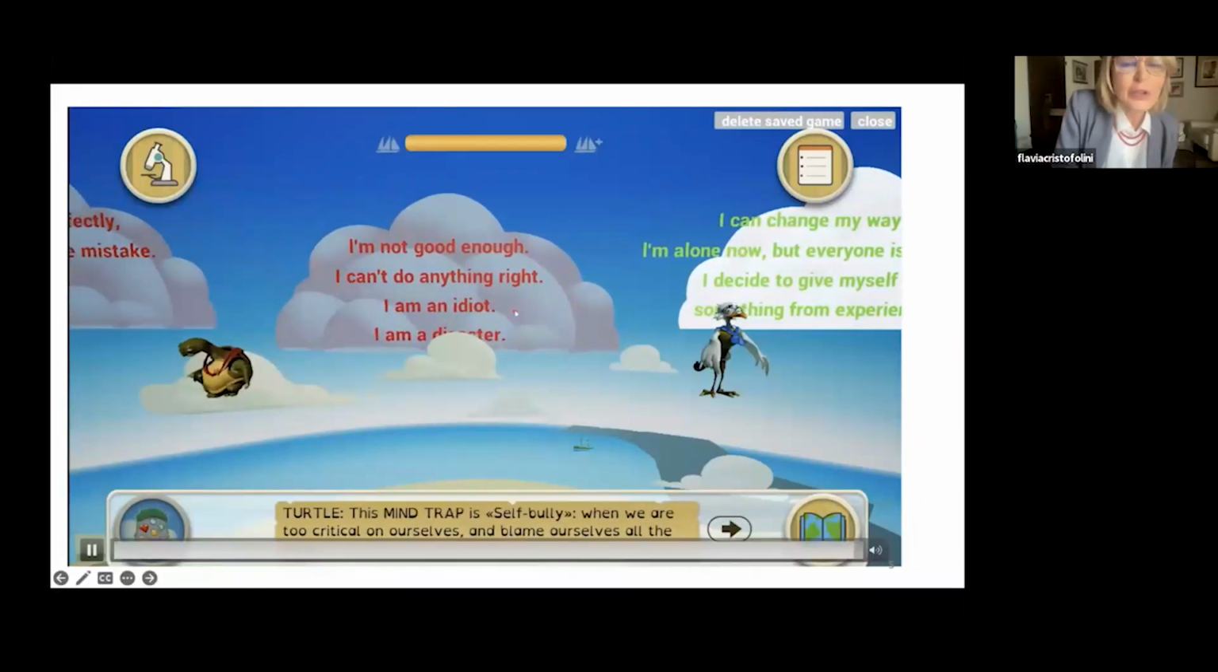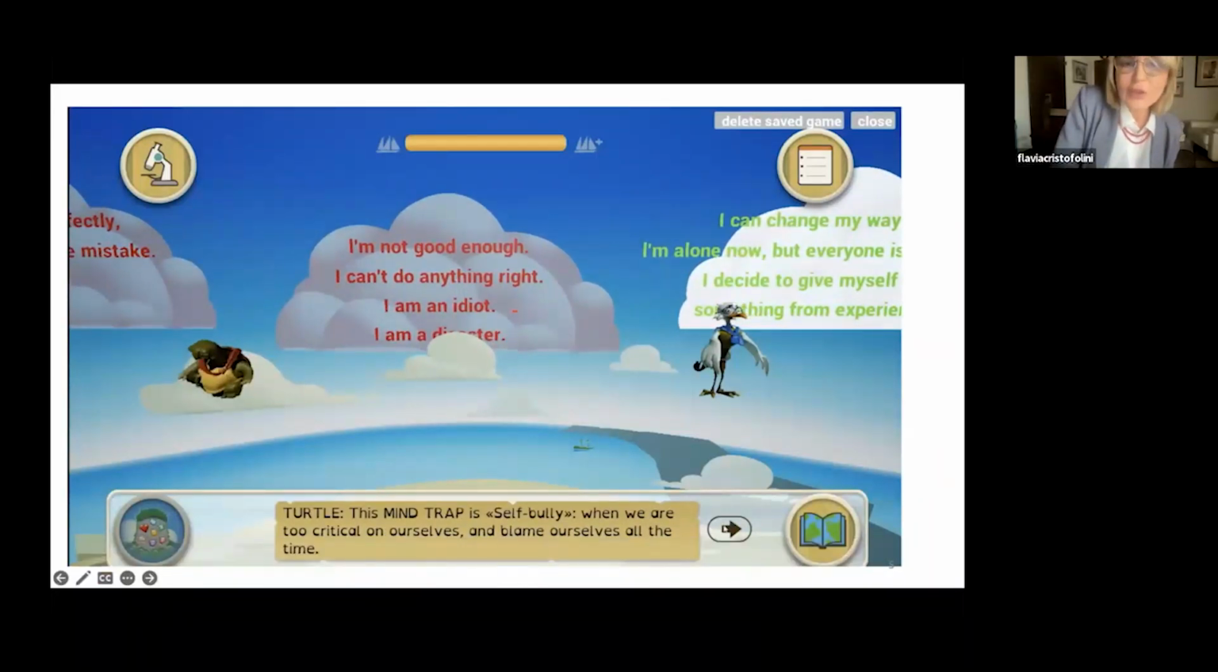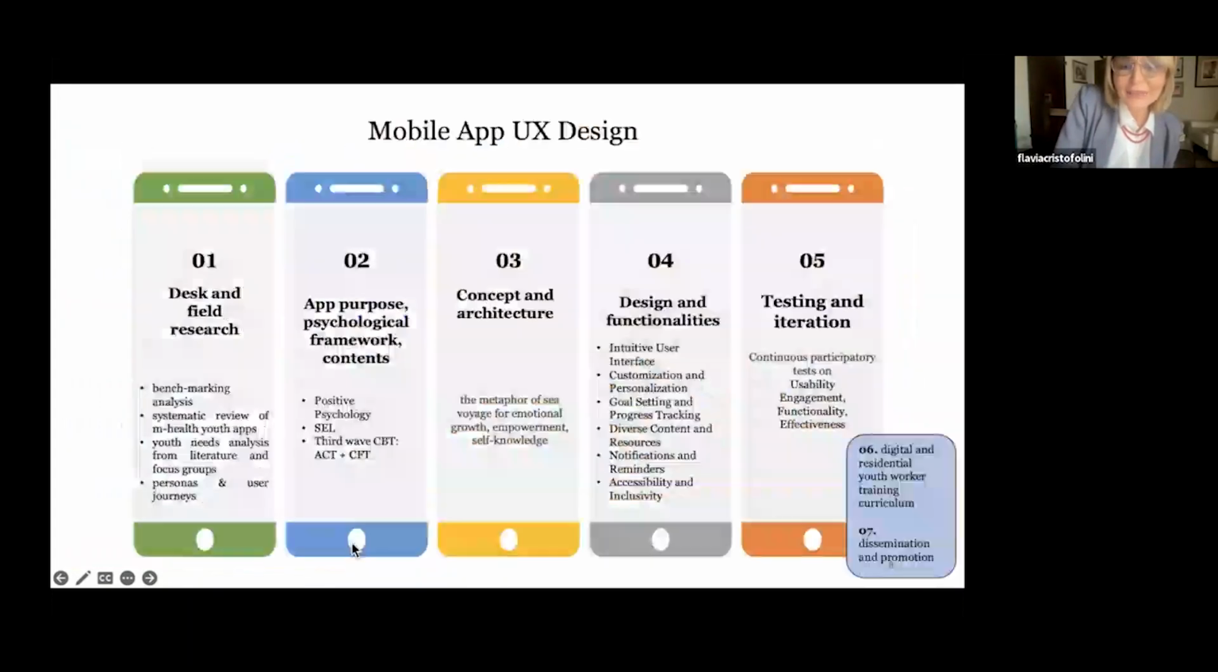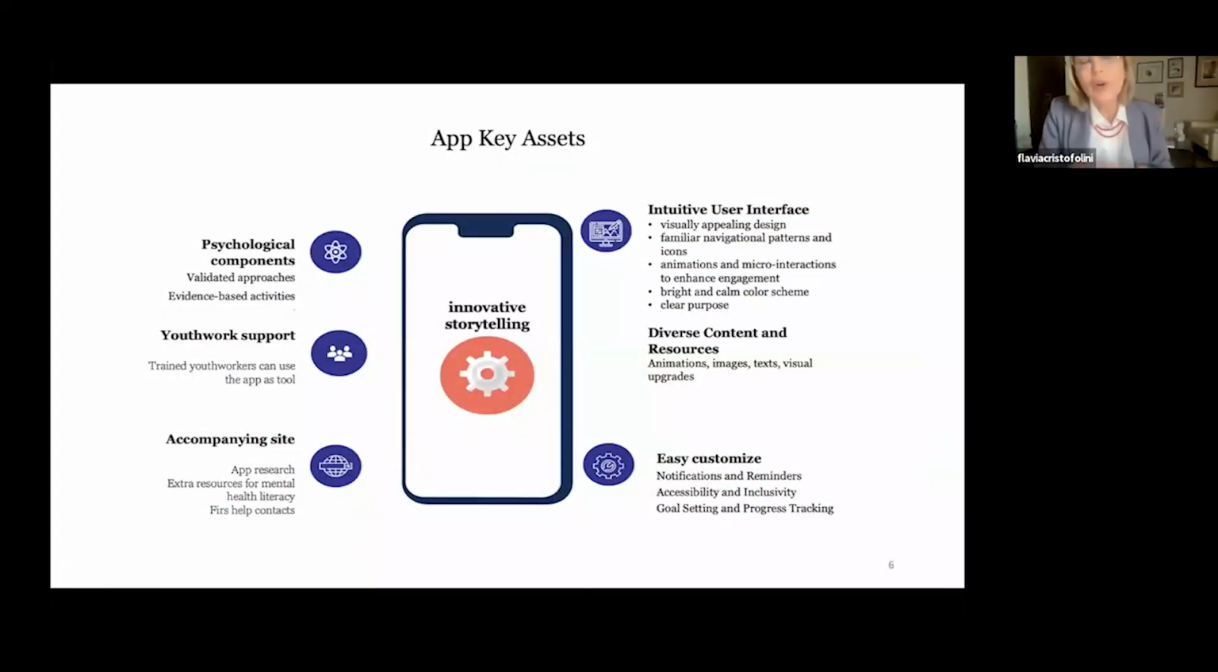Other strengths that are trained with the metaphorized activities are creativity, courage, compassion for others, self-compassion, and more. So I'm going to stop the presentation and go to the next slide, where I'm just going to present the key assets of this app.